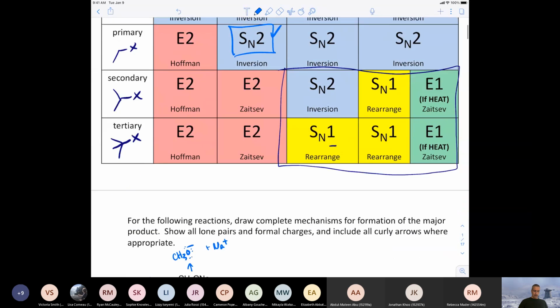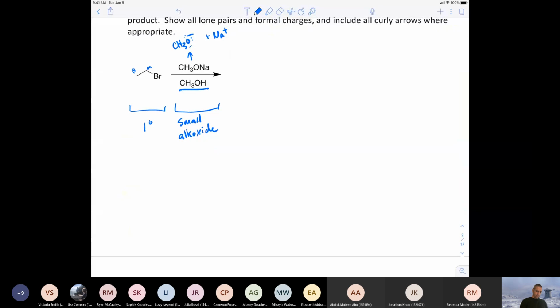So what we can do is go back to our reaction and say, okay, what we want to draw here is going to be an SN2 mechanism. SN2 is the reaction where there's a single step: the nucleophile collides, the leaving group leaves, inversion. So let's draw that. We're going to start with Br. Our nucleophile is going to be CH3O minus.